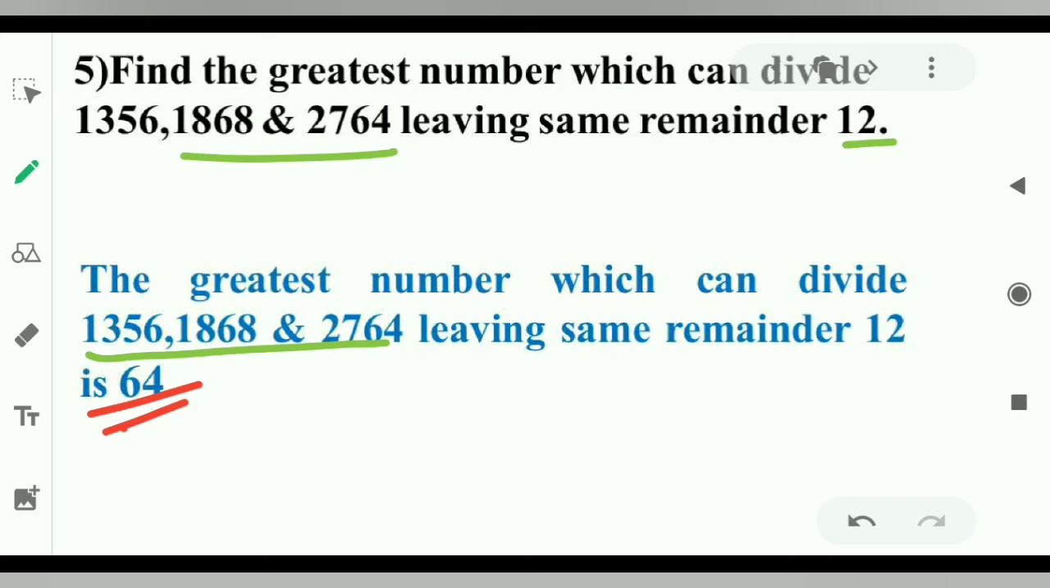Let me quickly summarize clearly. If we are asked to find the greatest number which exactly divides all the three numbers, what you have to do? The very first step, find the difference between first number and second number, second number and third number, and third number and first number. Second step, find the HCF of all the three differences, which is nothing but the greatest number which is going to divide all the three numbers exactly.